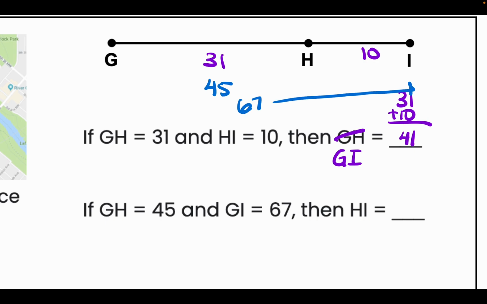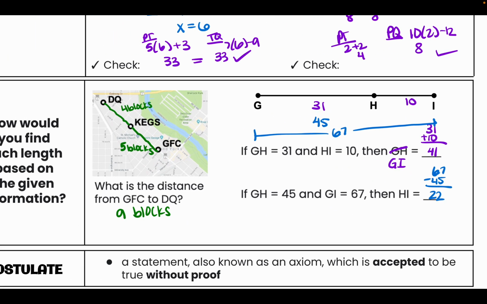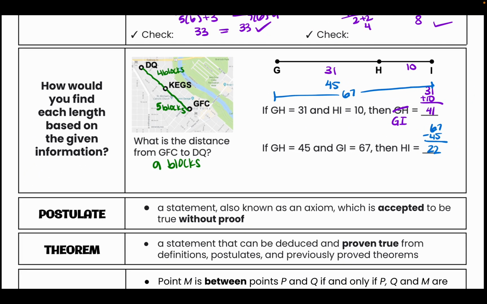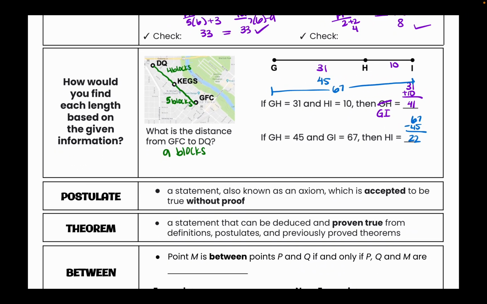Okay. Our next one, GH is 45 and GI is 67. And then we want to find HI. So what we're going to do is we're going to take the whole thing and we're going to minus the part we know. So 67 minus 45 gives us 22. So what did we just do in these two pictures? Well, what we did was we added segments together.